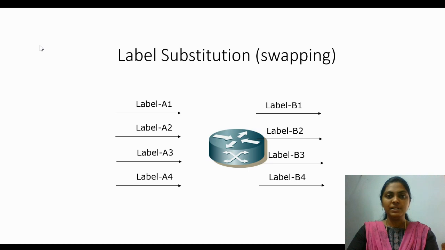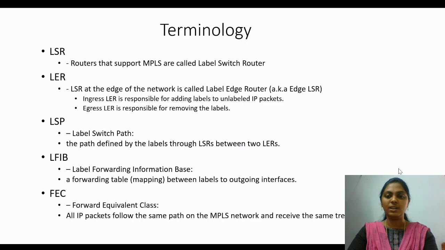The label substitution. Here you can see for a node, four incoming packets are coming with the labels A1, A2, A3, A4, and these four labels A1, A2, A3, A4 are being removed by this node, and the new labels B1, B2, B3, B4 are being attached, and it is being sent to the next hop. This is called label substitution or swapping.